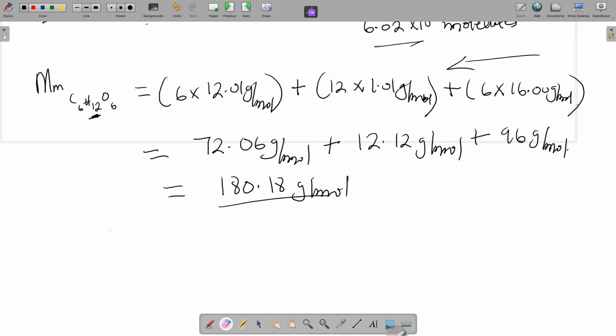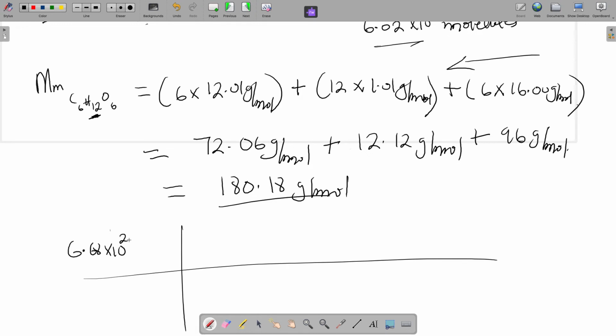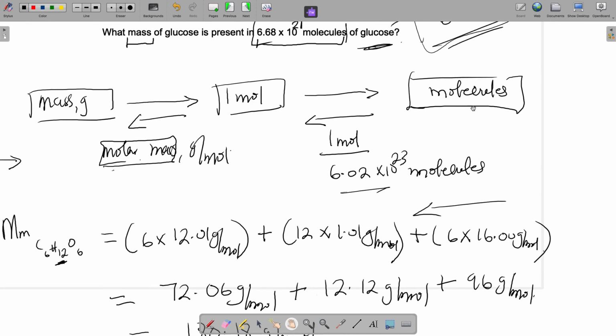So we proceed to solve by plugging our values into a table. So let's draw a table. Remember, we are given a certain amount of glucose in molecules. So we write that in the top left corner, which is 6.68 times 10 to the power 21 molecules glucose, C6H12O6. And remember, to go from molecules of glucose to moles, we have to use Avogadro's number.